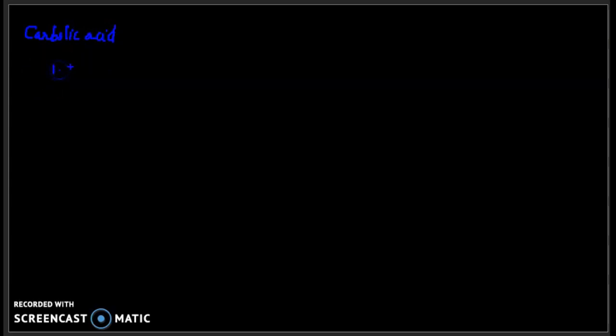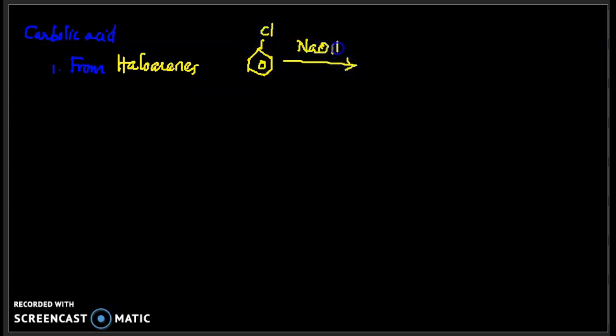സോ ദ ഫസ്റ്റ് മെത്തേഡ് ഈസ് ഫ്രം ഹാലോഅരീൻസ്. അപ്പോൾ ഹാലോഅരീൻസ് എങ്ങനെയാണ്? ബെൻസീൻ ക്ലോറൈഡ്, ഫോർ എക്സാമ്പിൾ നമ്മളൊരു ബെൻസീൻ ക്ലോറൈഡ് എടുത്തു, എന്നിട്ട് നമ്മളത് NaOH ആയിട്ട് ട്രീറ്റ് ചെയ്തു അറ്റ് എ ഹൈ പ്രഷർ ആൻഡ് അറ്റ് എ പർട്ടിക്കുലർ ടെമ്പറേച്ചർ. നിങ്ങൾക്ക് സോഡിയം ഫിനോക്സൈഡ് കിട്ടും. ആ സോഡിയം ഫിനോക്സൈഡിനെ, ഫോർ എക്സാമ്പിൾ ONa, പിന്നെ അഗെയിൻ ആസിഡുമായിട്ട് ട്രീറ്റ് ചെയ്യുമ്പോൾ Na മാറിയിട്ട് what you will get? Phenol കിട്ടും.